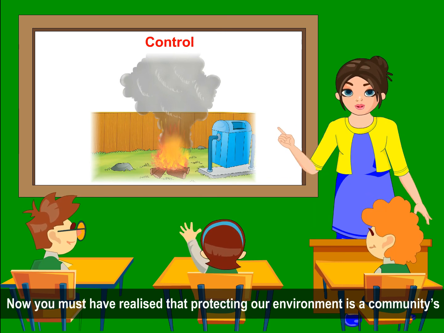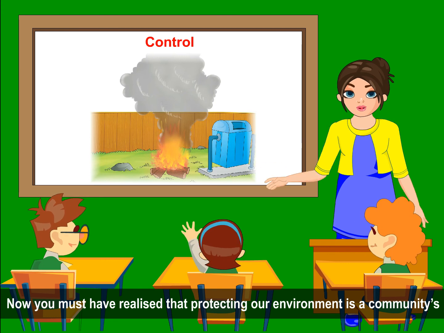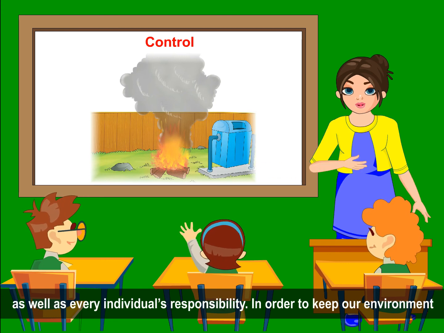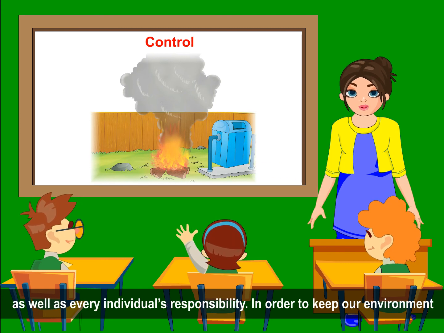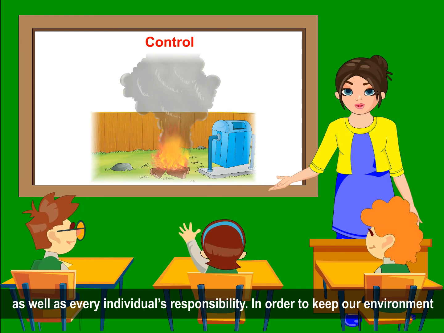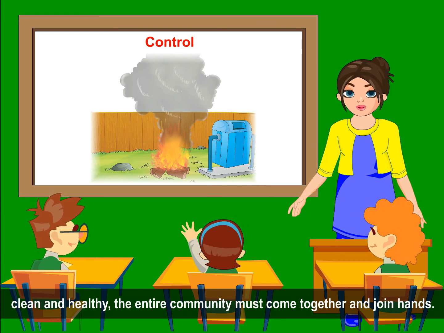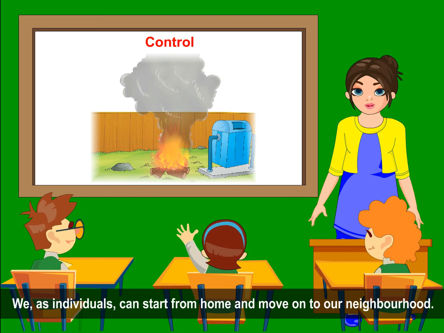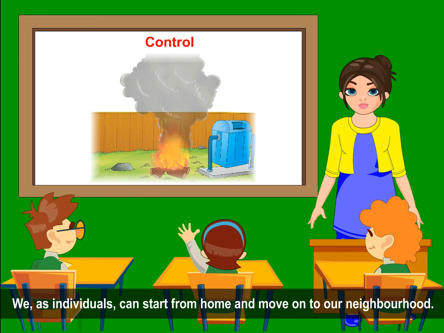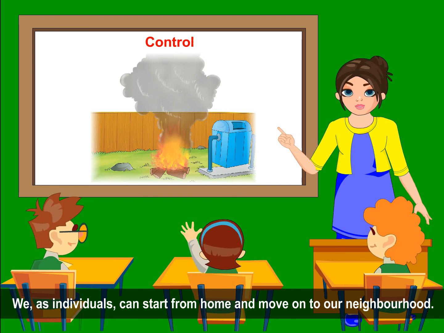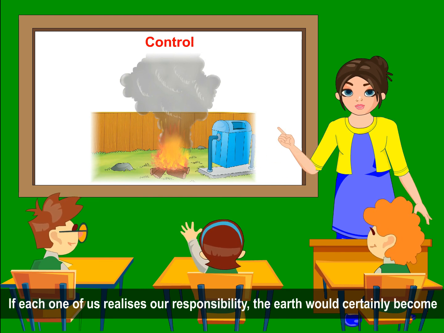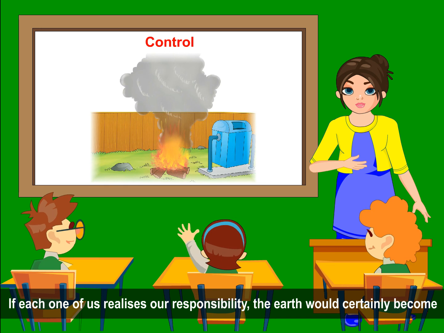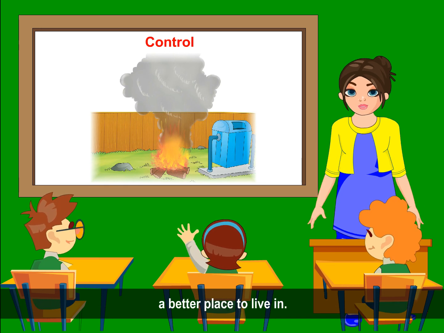Now you must have realized that protecting our environment is a community's as well as every individual's responsibility. In order to keep our environment clean and healthy, the entire community must come together and join hands. We as individuals can start from home and move on to our neighborhood. If each one of us realizes our responsibility, the earth would certainly become a better place to live.